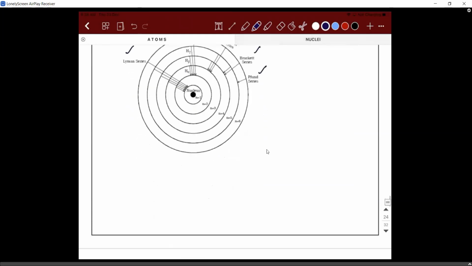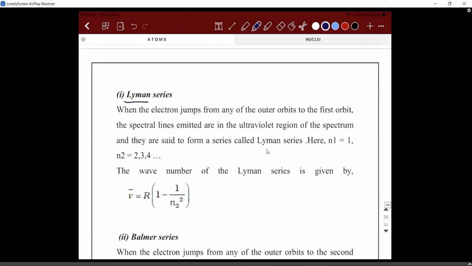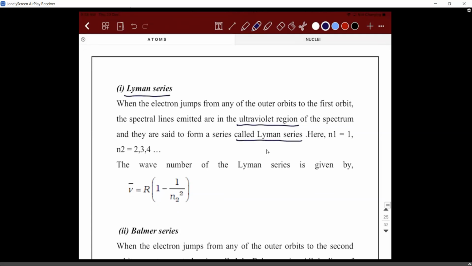Okay. So what is the Lyman series? When an electron jumps from any nth orbit to the ground state, that is the first orbit, the spectral lines are emitted in the ultraviolet region of the emission spectrum, and they are said to form a series called the Lyman series. Here, N1 will be equal to 1, and N2 can be anything: 2, 3, 4, anything.